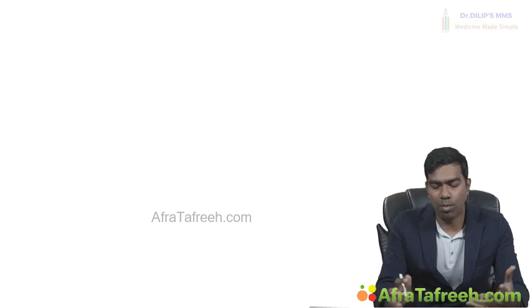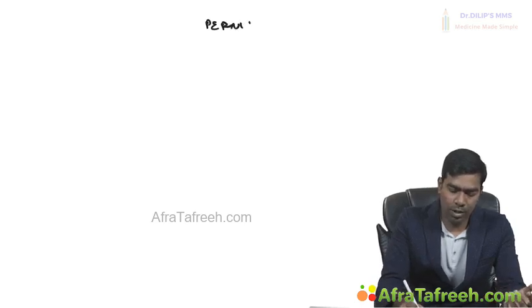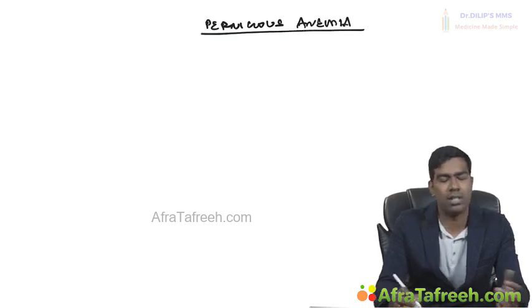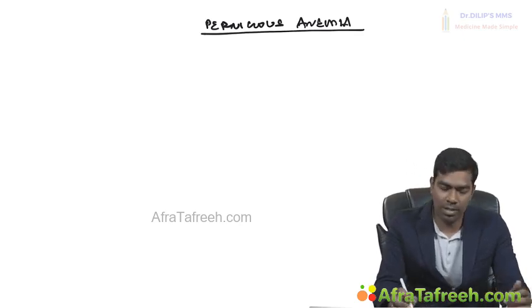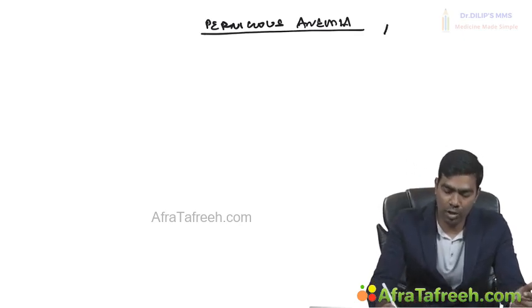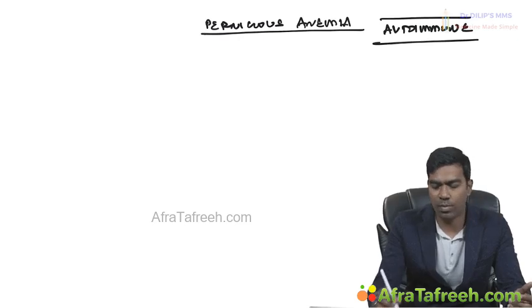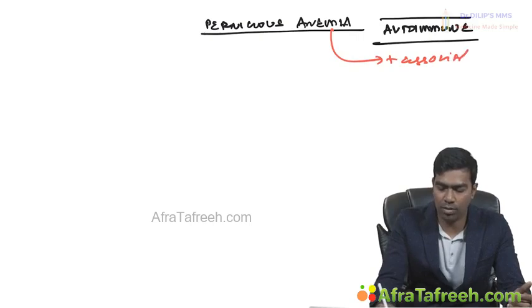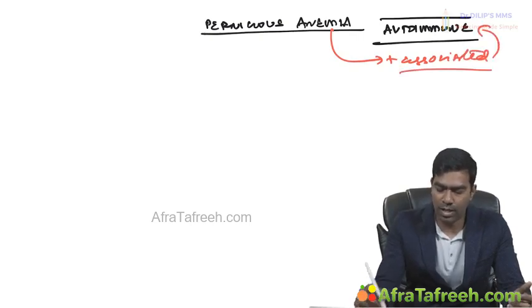Then let us see some important notes on pernicious anemia. Before going into the details of B12 deficiency, let us see some of the important things about pernicious anemia. First of all, it's an autoimmune disease. Since it's an autoimmune disease, pernicious anemia will often have other associated autoimmune conditions, like vitiligo. You might have an autoimmune thyroiditis, like Hashimoto's thyroiditis. A lot of other autoimmune syndromes may be associated with pernicious anemia.